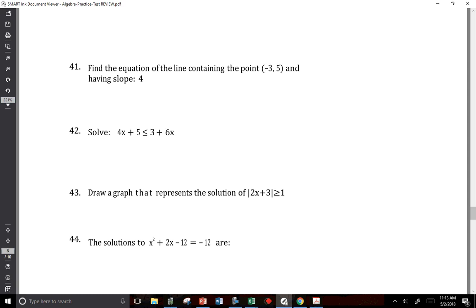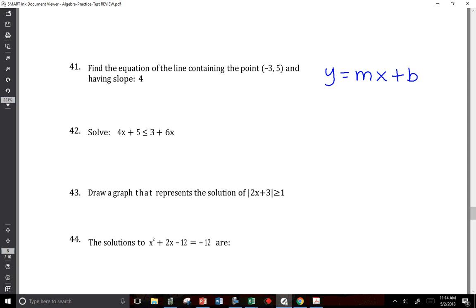Number 42, solve 4x plus 5 less than or equal to 3 plus 6x. What's the deal with the inequality? Do y'all remember that it's just like equal, but there's one little trick? If you multiply or divide by what? A negative, then you flip the alligator mouth. If you multiply or divide by a negative, that's the only way you treat it any different from equal to. Okay? So if you keep things positive, then you don't have to even worry about that.